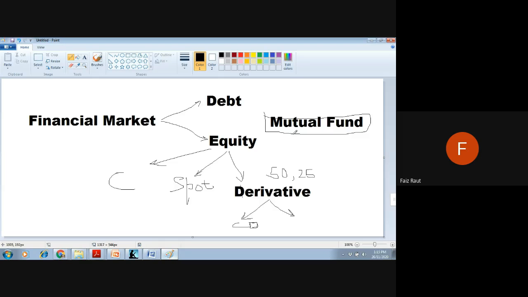In this subject only, for the namesake, how to calculate the performance, what are the terminologies used, only that much. Okay, so I'll move forward. So debt market and equity market, there are two.